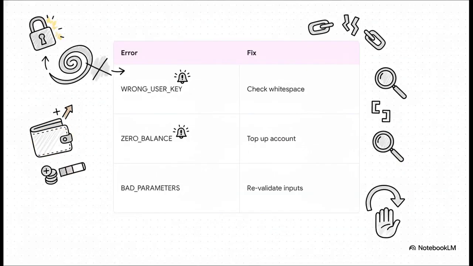When terminal failures do happen, you need to recognize them right away. Getting an error_wrong user key? Check your account or look for stray white space. Error 0 balance? Go top up your account. What about bad parameters or an error_page URL? Go back and revalidate your inputs against the live HTML. These kinds of terminal failures should trigger immediate alerts for your team, not endless money-burning retry loops.